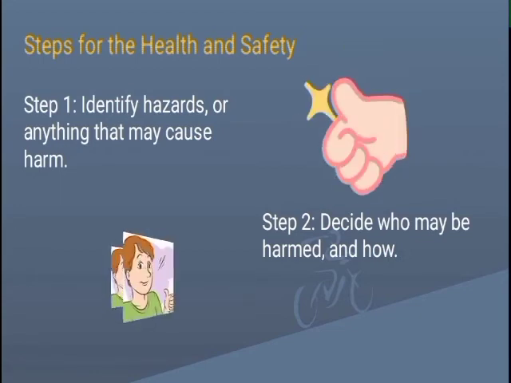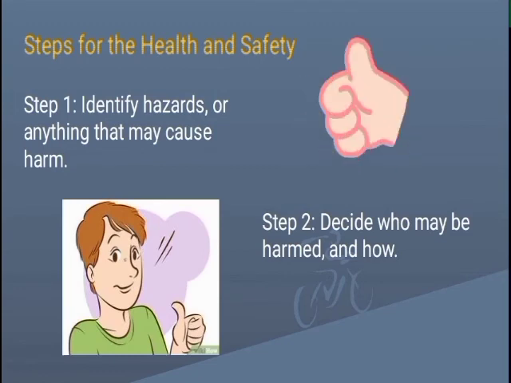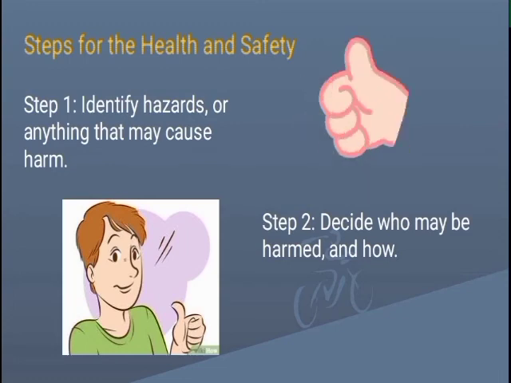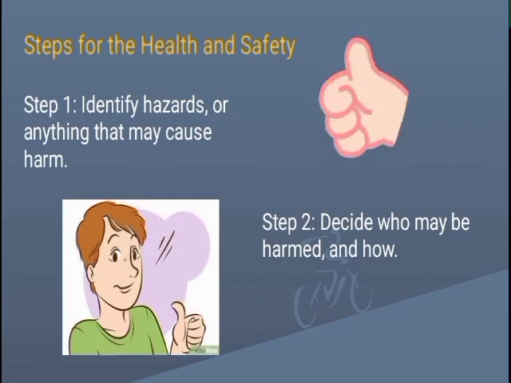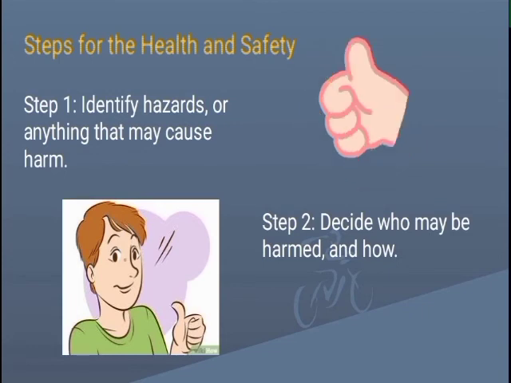Step 2. Decide who may be harmed and how. We need to identify who is at risk, and we need to start with our organization's own full and part-time employees. Employers must also assess risks faced by agency and contract staff, visitors, clients, and other members of the public on their premises.